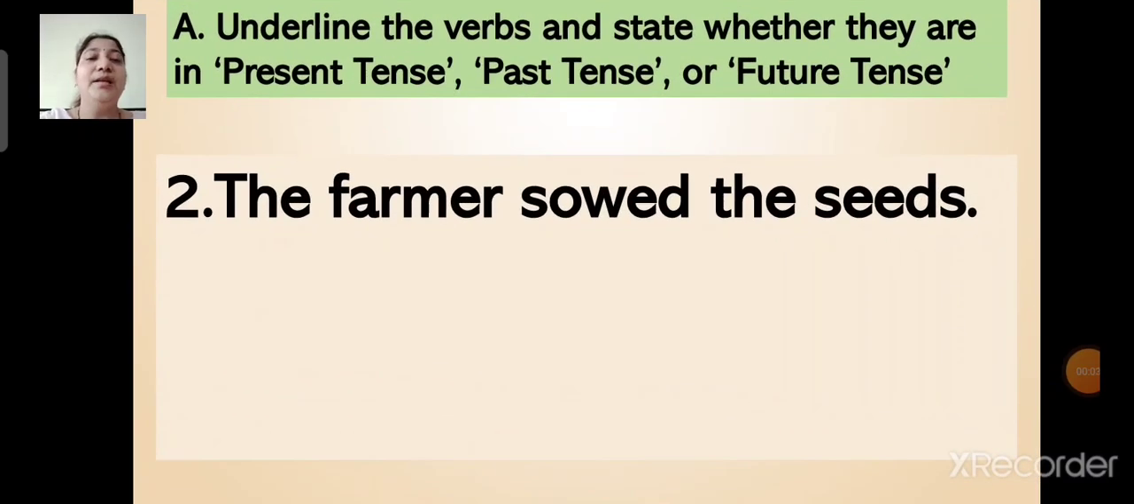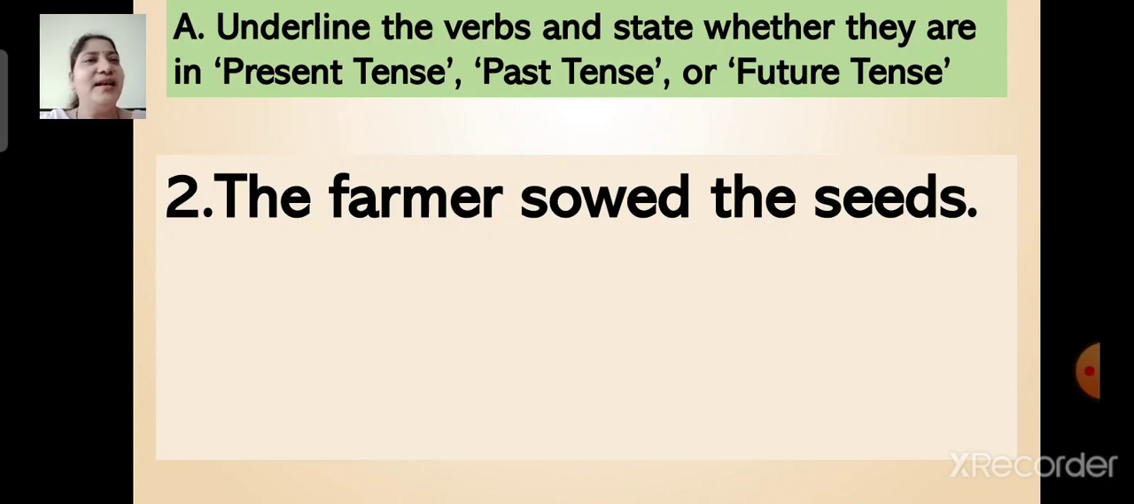Next. Number 2. The farmer sowed the seeds. I repeat, the farmer sowed the seeds. Now children, identify the verb in this sentence. Yes, you are correct. The verb in this sentence is sowed.